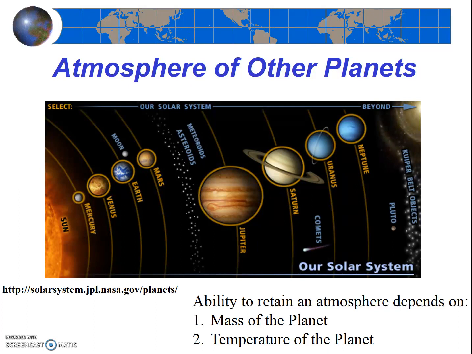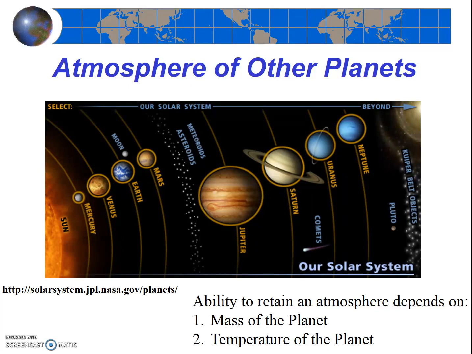Temperature also plays a role. We will learn later that temperature can be defined as the average kinetic energy, or energy of motion, of molecules in a system. At higher temperatures, the molecules move faster, and this energy can help them escape the gravitational pull of a planet. Thus, hotter planets may tend to have thinner atmospheres than cooler planets.